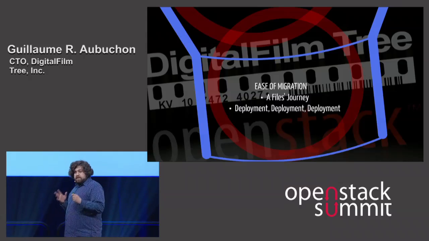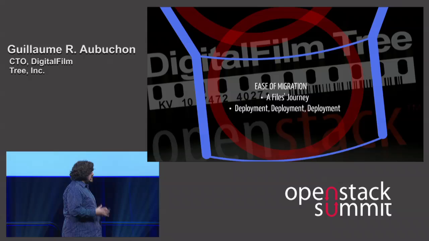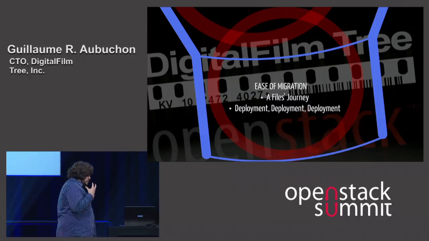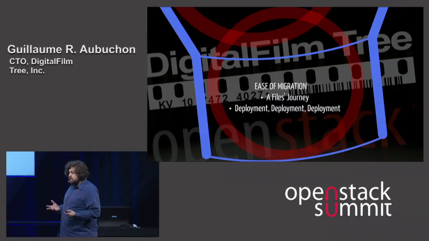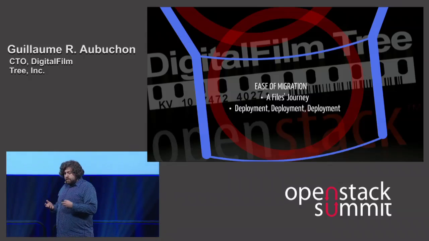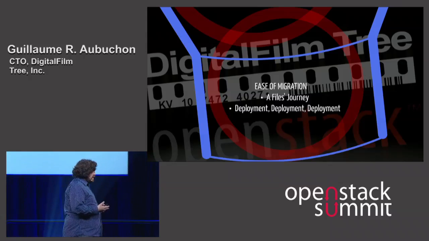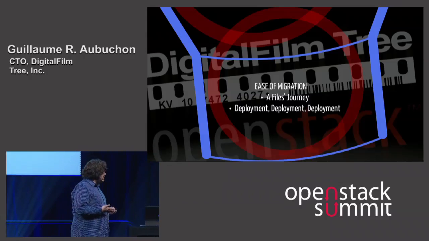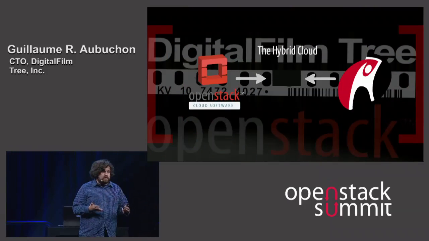And deployment, deployment, deployment. We had to have a way for people to migrate content between clouds in an easily deployable fashion. As I stated in my previous keynote, those of us in the entertainment industry are not smart people. So we needed something that was easy to stand up, easy to maintain, and easy to train other people on. At the end of the day, that was a collaboration between OpenStack and Rackspace.